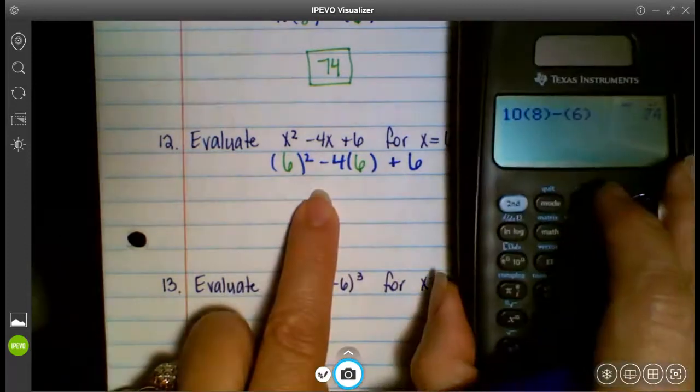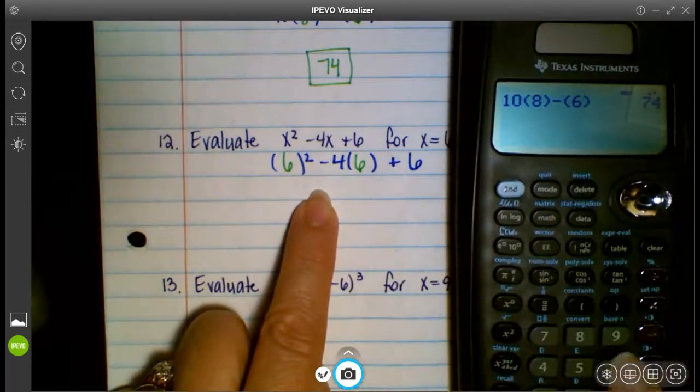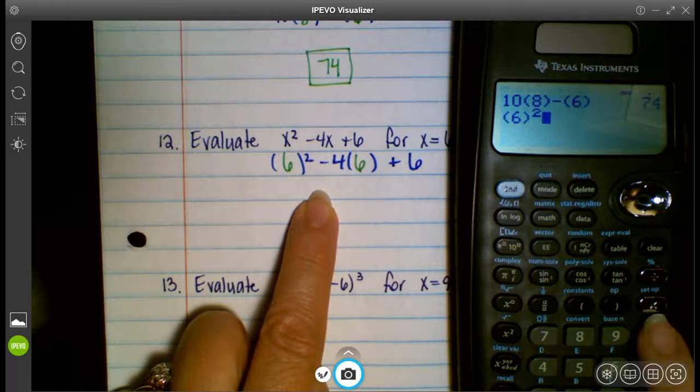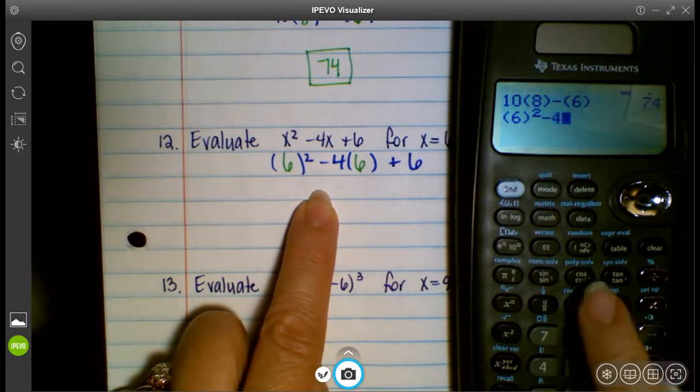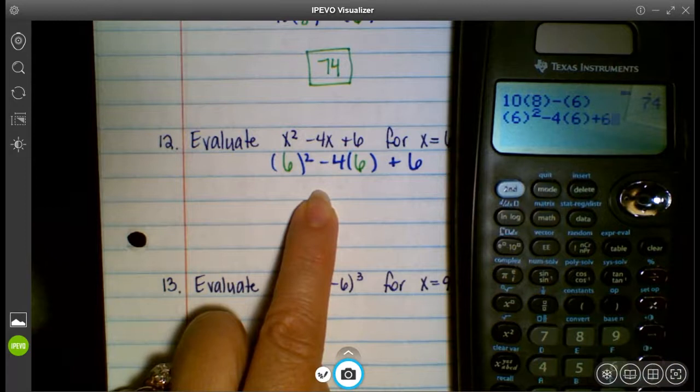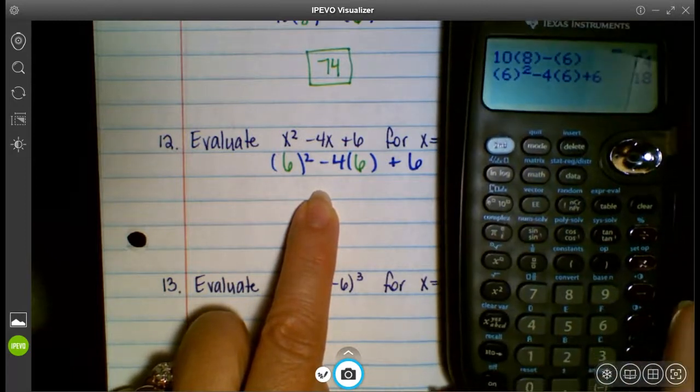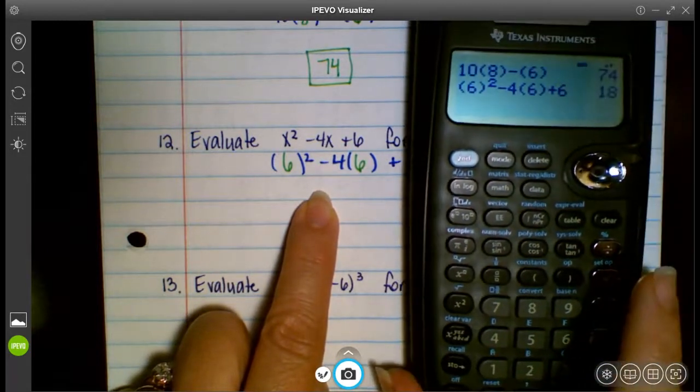But we can type that in our calculator. Parenthesis 6, close the parenthesis, and here is the square button. Subtract 4, 6 plus 6. And the answer is 18.